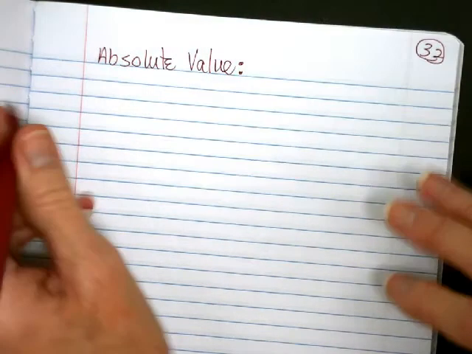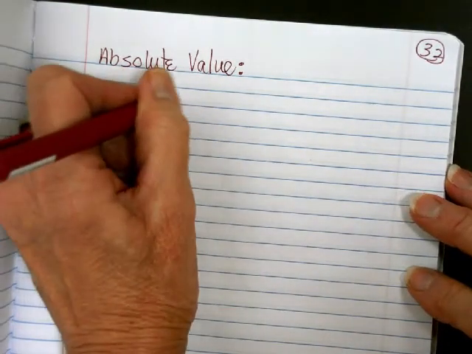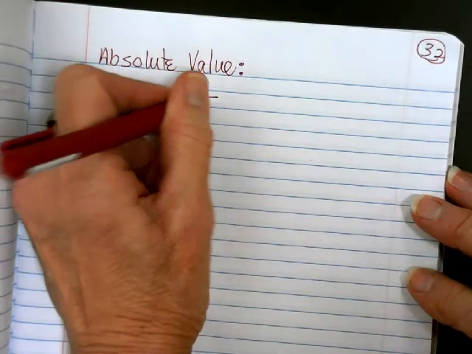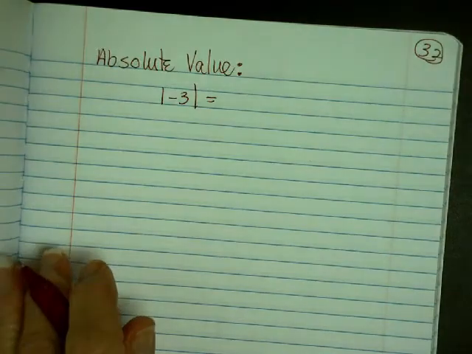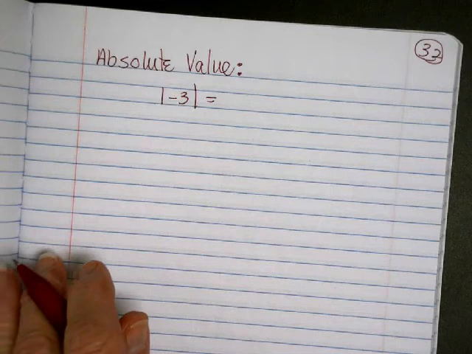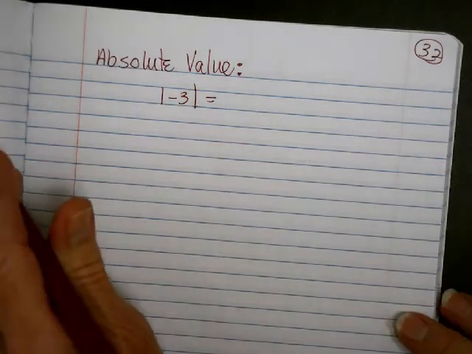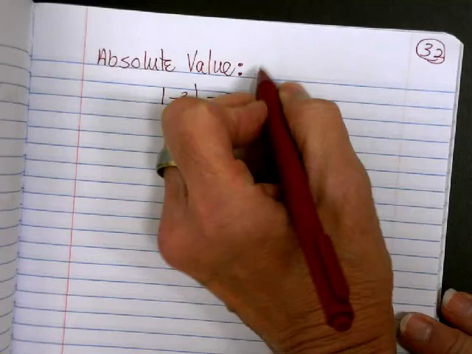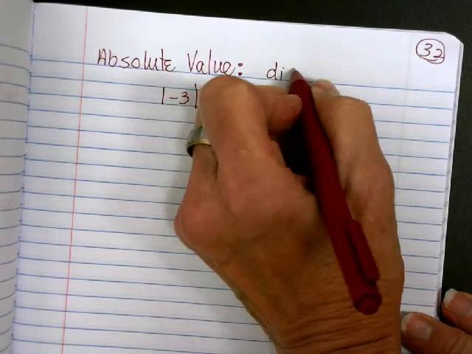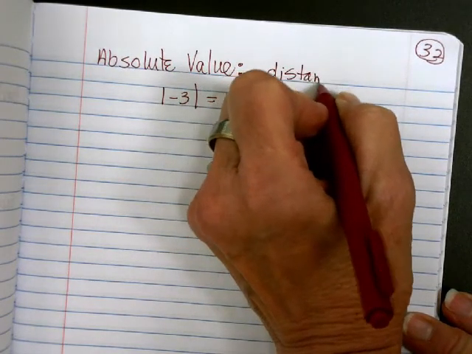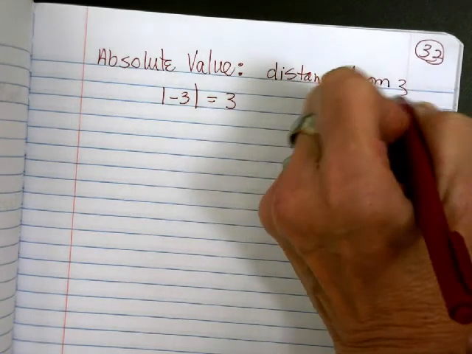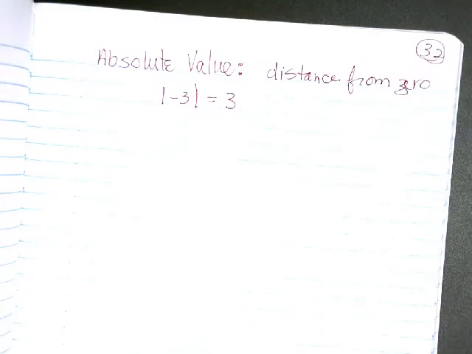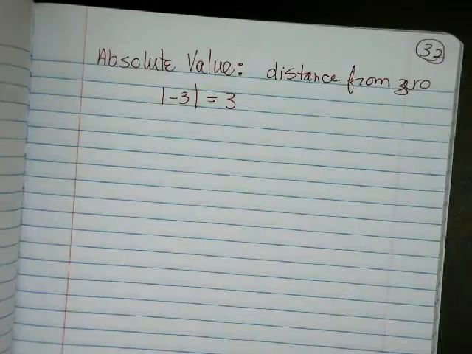Okay, some of you have had experience with this, some of you haven't. So, the absolute value of negative 3 is... What's the absolute value of negative 3? 3. Right. Remember, an absolute value is just a distance from 0. That's how we know what it is.